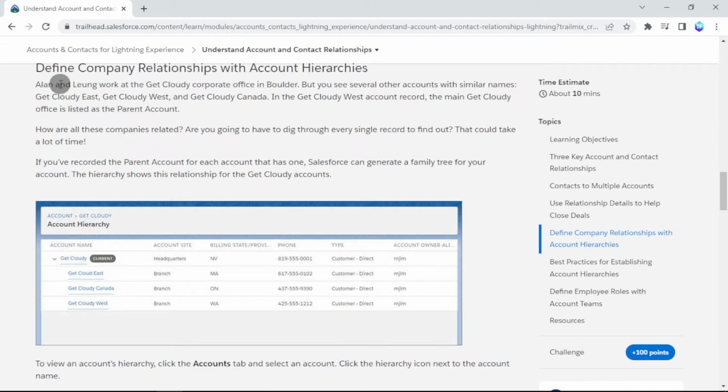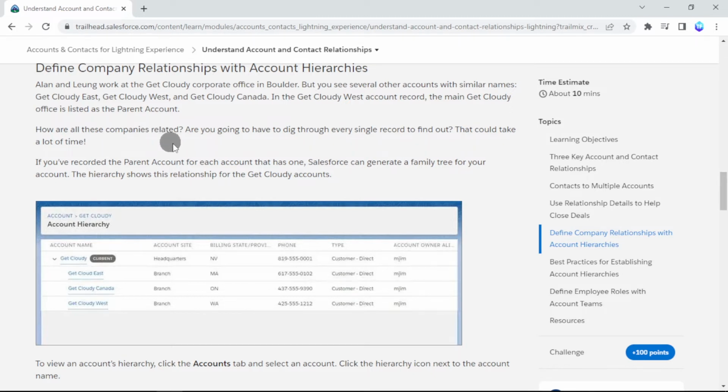The next topic is to define company relationships with account hierarchies. Here Alan and Leung work at the GetCloudy corporate office. So in a company we can see several accounts with similar names like the given example, that is GetCloudy East, GetCloudy West, GetCloudy Canada, like that. So we raise a question: how are all these companies related?